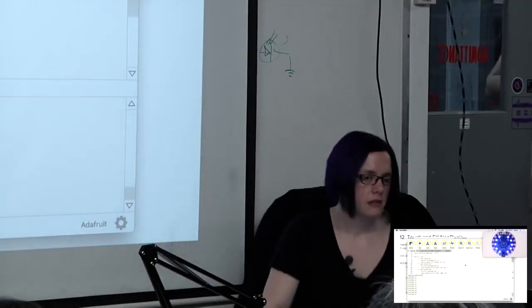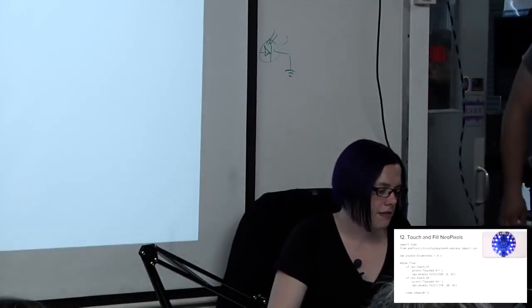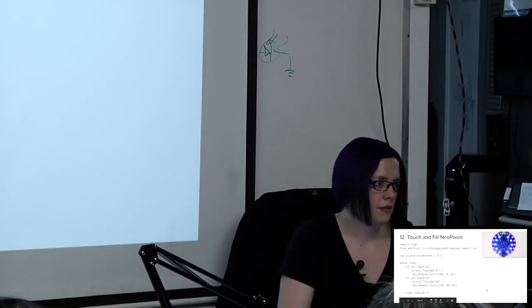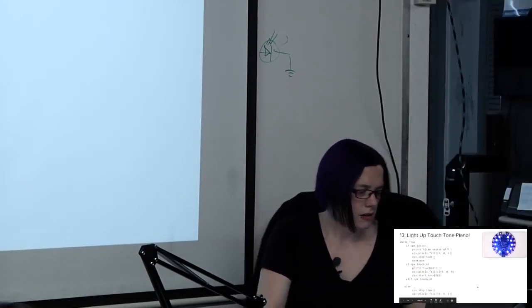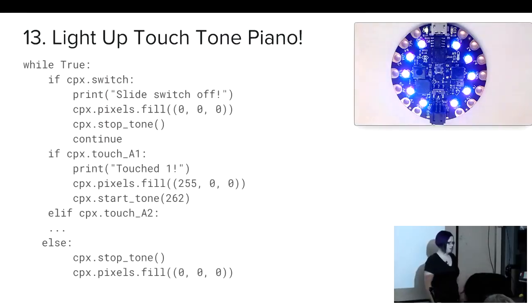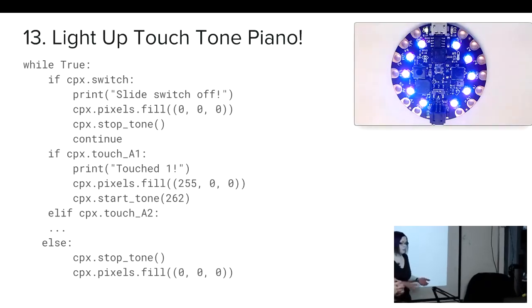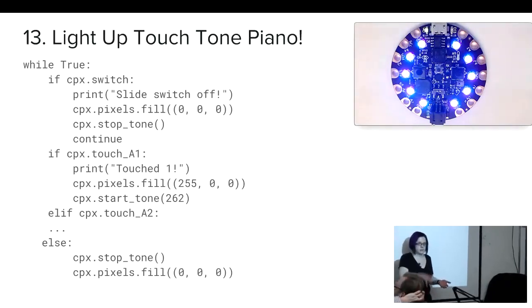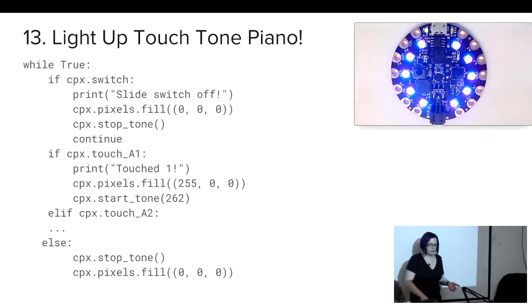All right. So now let's take a look at our very last piece of code, which combines everything that we've done. We're going to make a light up touch tone piano. So the first thing that we do is we add a way for it to stop making noise. The reason this is at the very beginning of this piece of code and is so important is because when I was writing this code, which was actually the first project that I ever did, every time I would pick up the board to do anything, it was making noises, and it was the most annoying thing ever.